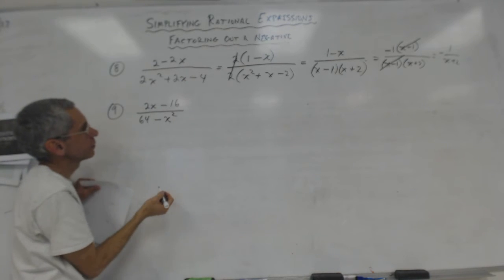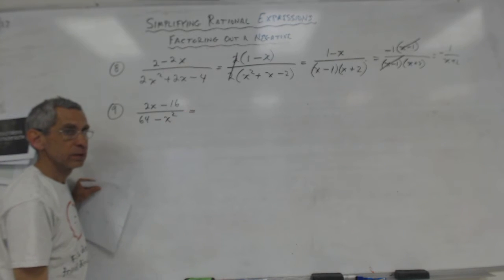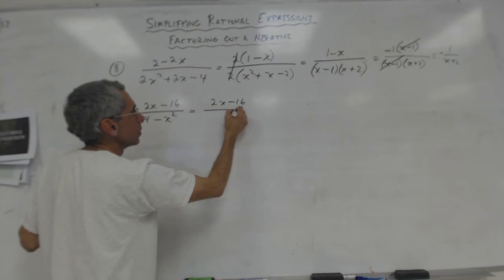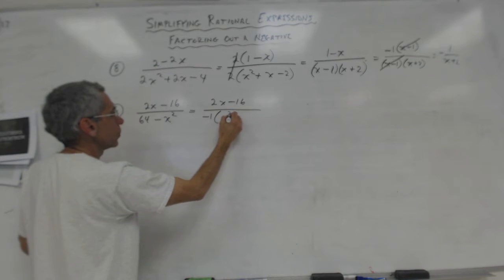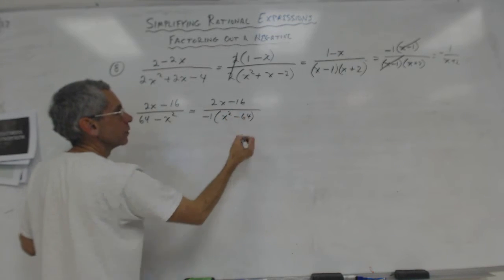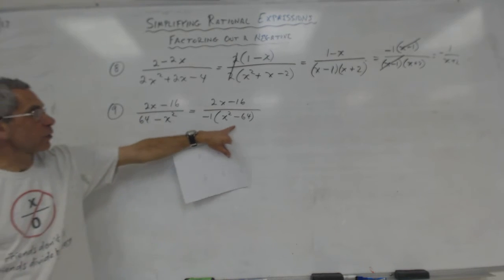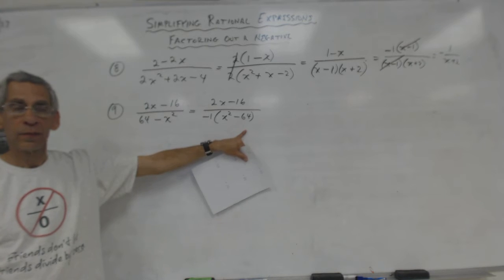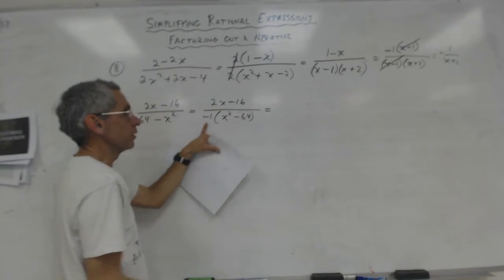I guess I could do that. So you're saying use the negative 1 idea? We'll try that. 2x minus 16 over, he's saying negative 1 parenthesis, now we've got x squared minus 64. Now it looks like the difference of two squares, the way we're used to it, right? But we have to keep that negative 1 there. That's important. Now, what else can I do?